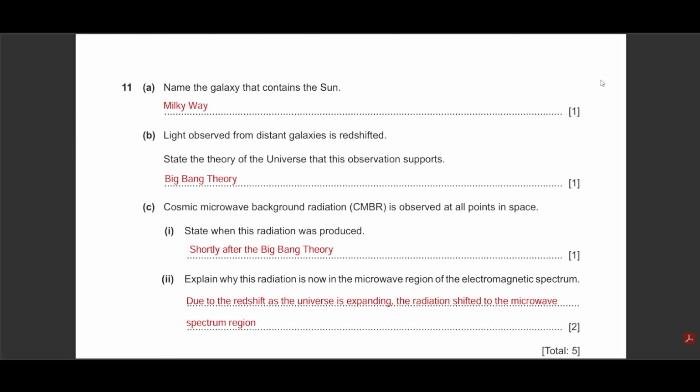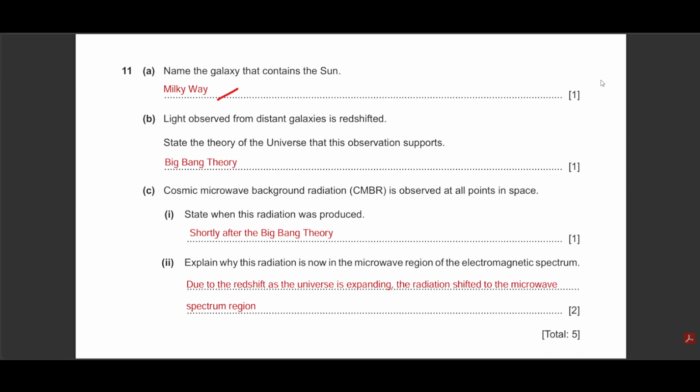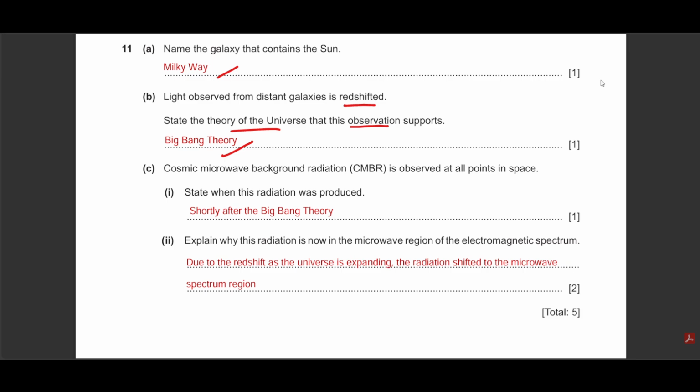The next part is again from memory. Name the galaxy: Milky Way. Light is observed. It says that the universe is observed, and this observation supports redshift. That is the Big Bang theory. If we hadn't known redshift occurs, we might not have been able to backtrack our way to the Big Bang theory. Cosmic background radiation is observed in all parts of space. Again, a memory-based question. You'll find exactly this statement in your book as well. State when this radiation was produced. So shortly after the Big Bang explosion, this radiation was released.